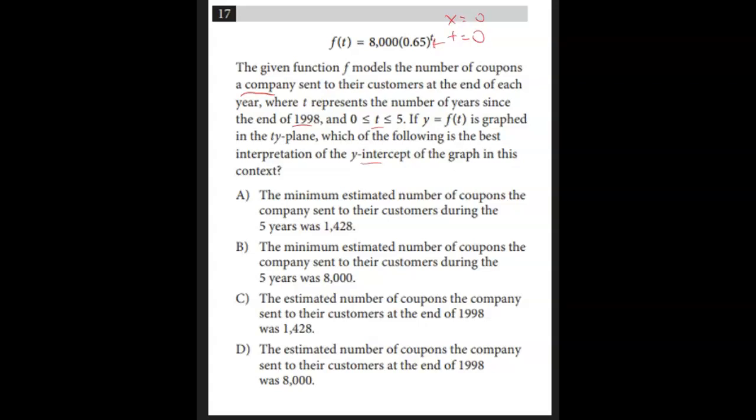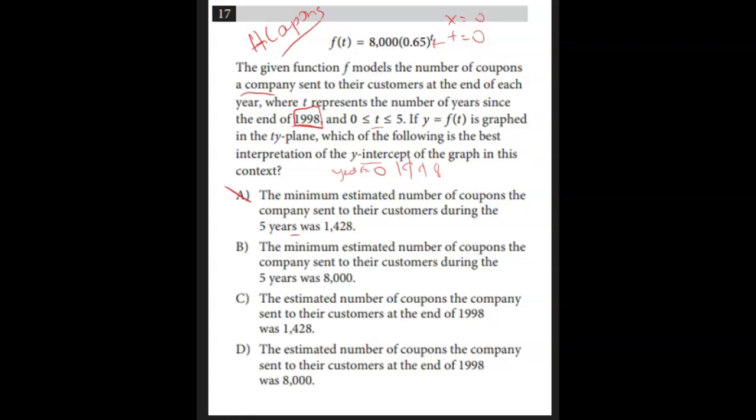We know at year zero, it was 1998. So I'm guessing at year zero, there has been no increase. It is just the number of coupons they sent that year. So let's look at the answer choices. The minimum estimated number of coupons the company sent during 5 years. Well, it's not during the entire 5 years. It's actually at year zero of that 5 years. So in 1998 specifically. So A is out of the equation.